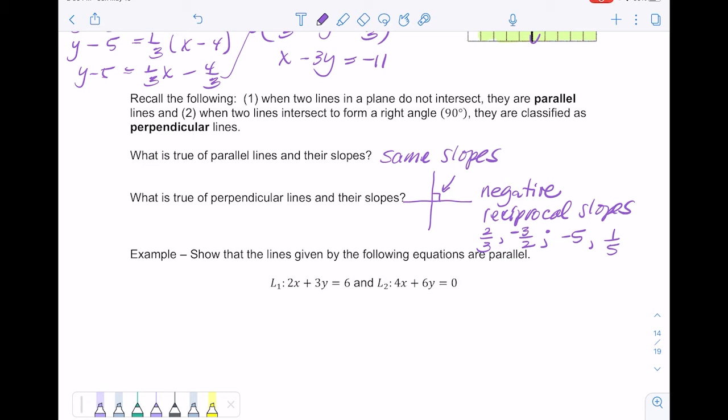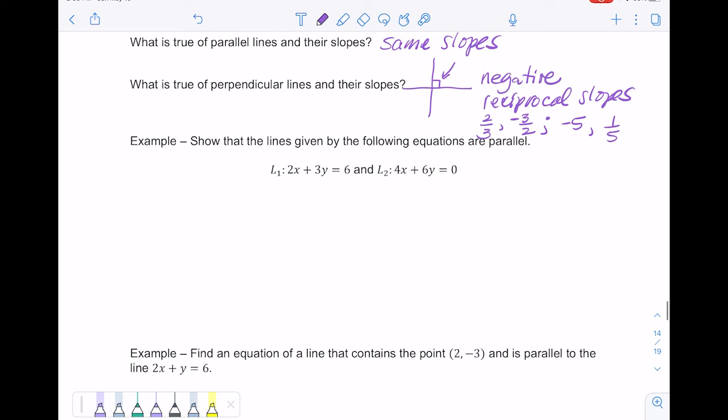Okay, so we're going to show that the lines given by the following equations are parallel. So what I need to do is show that their slopes are the same. So I'm going to take each equation and find the slope, and I'm going to do that by putting it in slope-intercept form. So I'm going to take the first equation and put that in slope-intercept form. So y equals mx plus b.